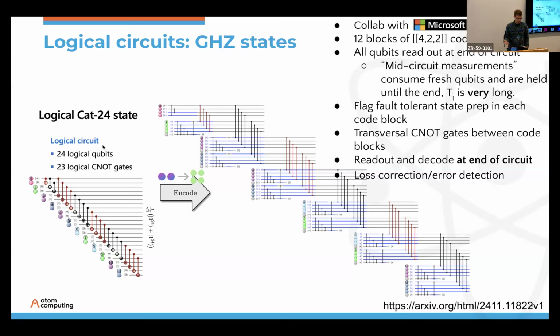So a CAT state, which is the same as a GHZ state, is just a maximally entangled state on 24 qubits. You could write that circuit in this way if you just forget about error correction for now. There's 24 qubits here to make this state. Encoding those 24 qubits into these 422 codes requires this many physical qubits. And this is the actual physical circuit that we ran. So the idea here is just to make a large entangled state out of logical qubits rather than physical qubits.